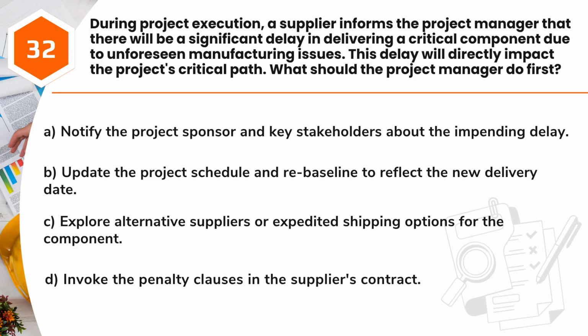Question 32. During project execution, a supplier informs the project manager that there will be a significant delay in delivering a critical component due to unforeseen manufacturing issues. This delay will directly impact the project's critical path. What should the project manager do first? A. Notify the project sponsor and key stakeholders about the impending delay. B. Update the project schedule and rebaseline to reflect the new delivery date. C. Explore alternative suppliers or expedited shipping options for the component. D. Invoke the penalty clauses in the supplier's contract.